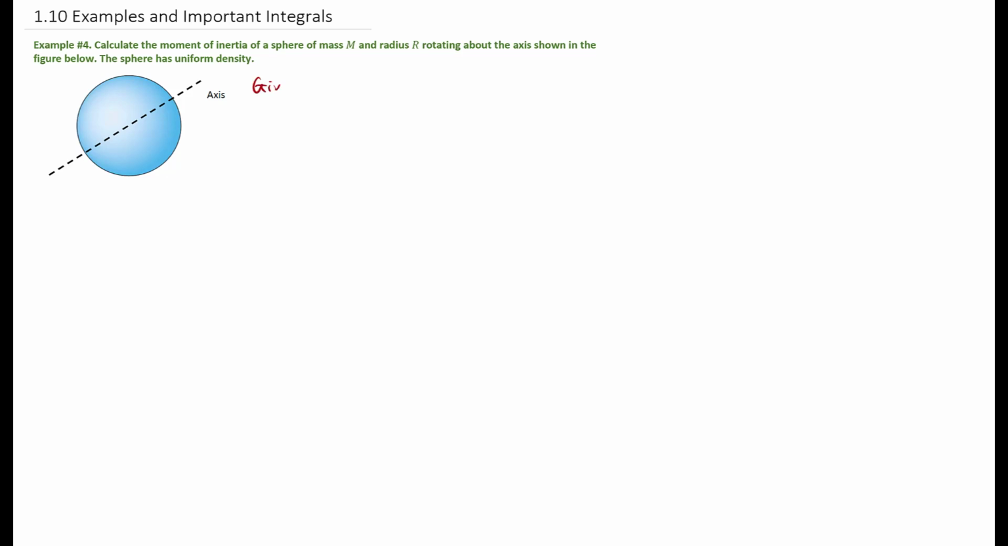So let's write down what we're given. We know that we're looking at a sphere. We know that we have mass m as the total mass. We know that we have capital R as the radius. And we know it's spinning around an axis. So why don't we go ahead and call this axis the z-axis for convenience. The z-axis doesn't always have to point up. Any coordinate system can be rotated just so that we can do our math a lot easier.